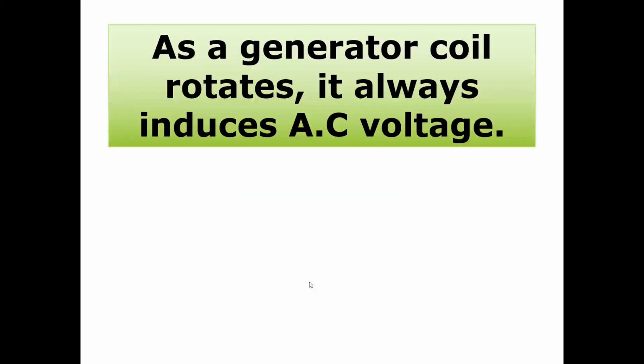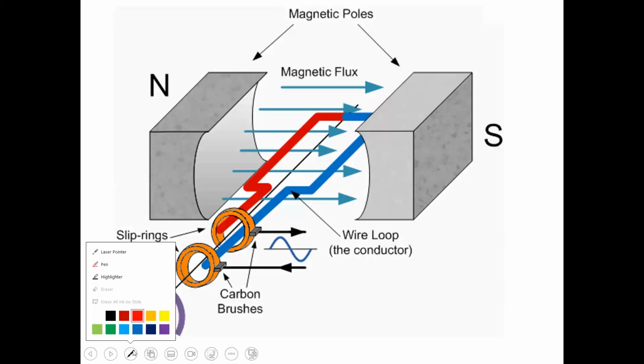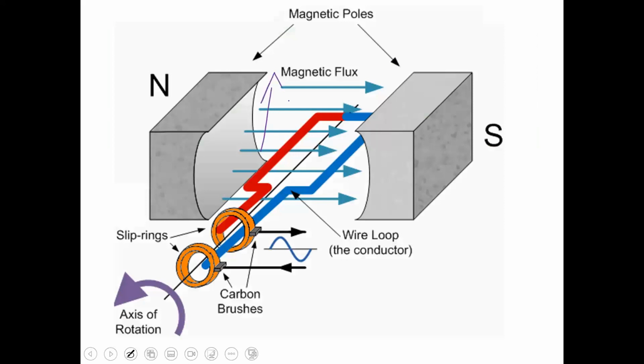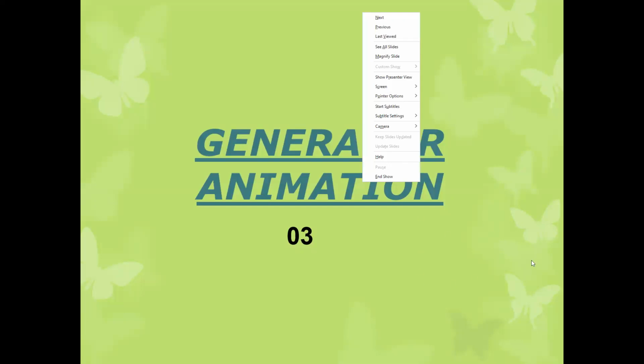We rotate it as an AC generator coil rotates. It always induces AC voltage. Now, this is the generator coil. For half of the cycle, look at this screen, this side will go up, then this side will come down. So half of the cycle, one side is cutting flux upward, and the other side is cutting flux downward. For the next half, it will be reversed because that side will come on the other side. So when a generator is working, it gives an output voltage which fluctuates.